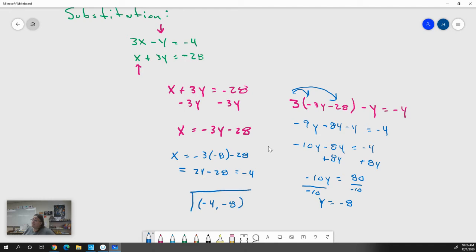And that is how substitution works. We solve for one of the variables, we plug it in, we find a numerical solution for the other, and then go plug that in and figure out what the other variable is. And the other thing we did, yeah?